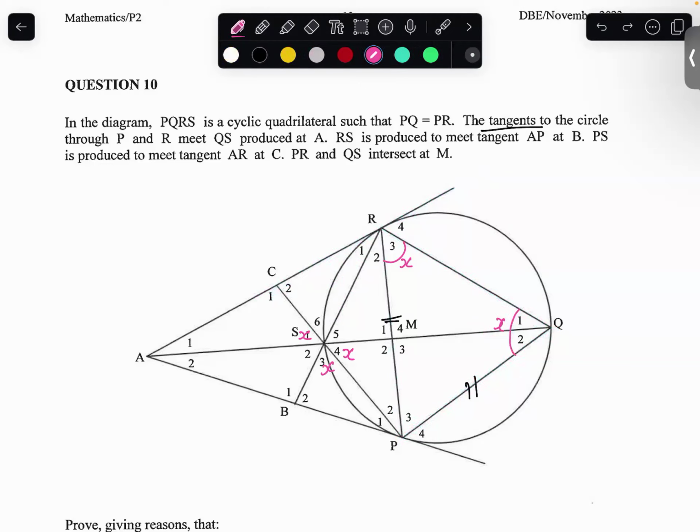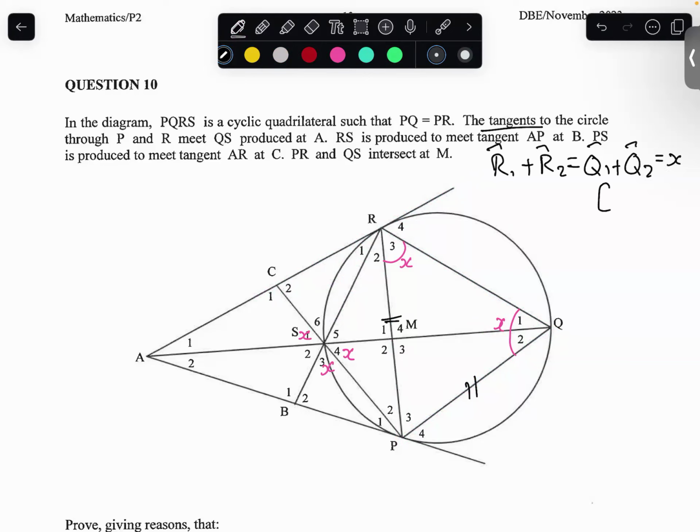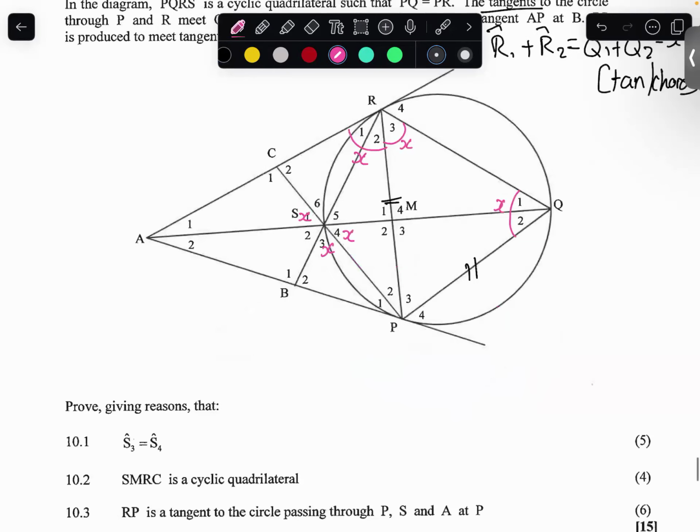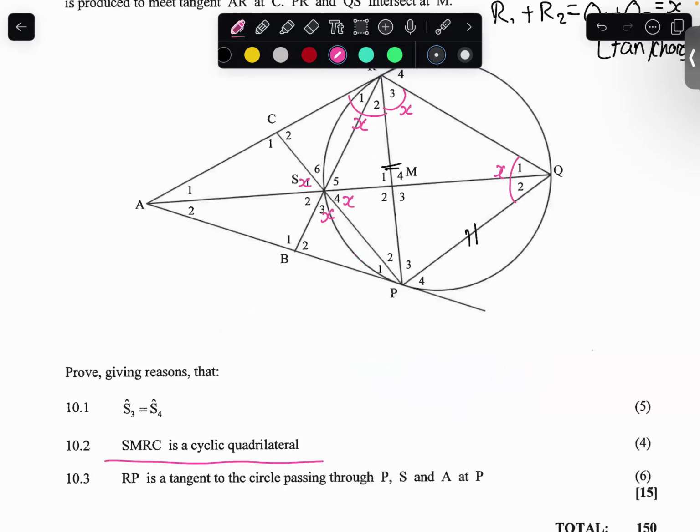Right? So I'm going to make the statement: angle R1 plus angle R2 is equal to angle Q1 plus Q2, which is equal to X. And your reason is tan chord. So this whole angle is X. And remember that the question they asked me to prove is, prove SMRC is a cyclic quad.